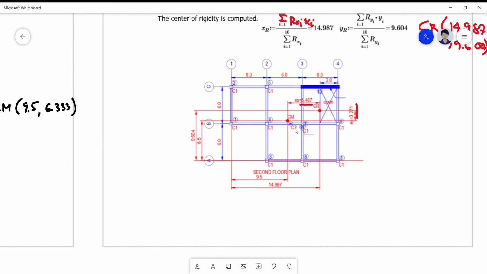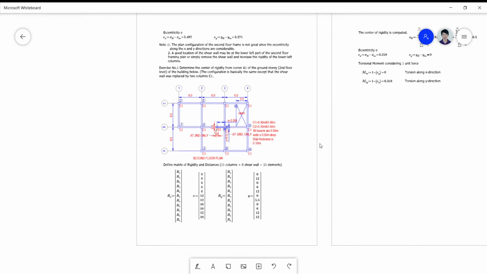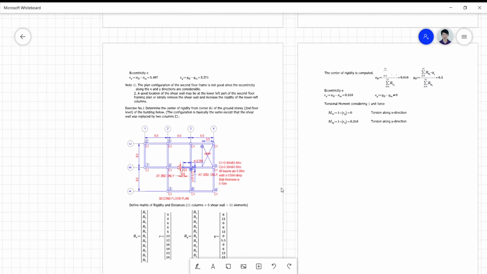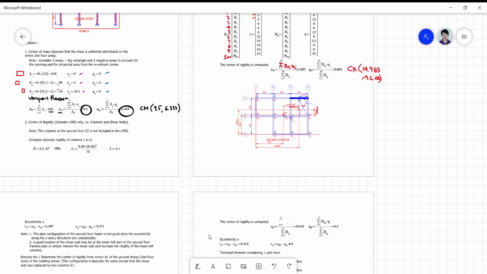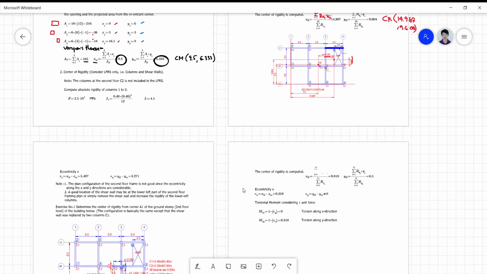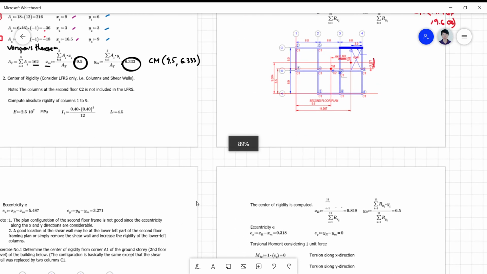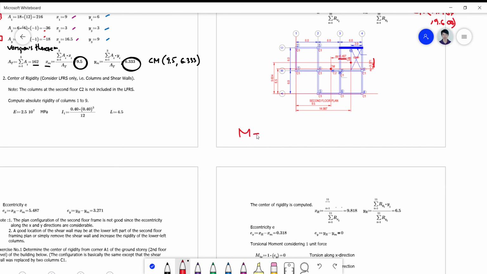Okay, so where are we going to use this eccentricity? Remember that for regular structures, we have to compute your torsional moment. Okay, so the torsional moment is measured in terms of a torsional force, which is assumed to be 1. Okay, so your MT of x is simply equal to 1 times EY.